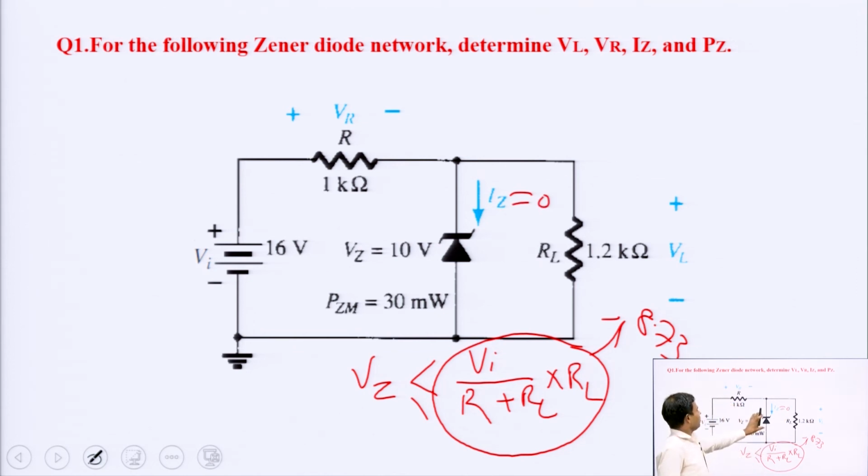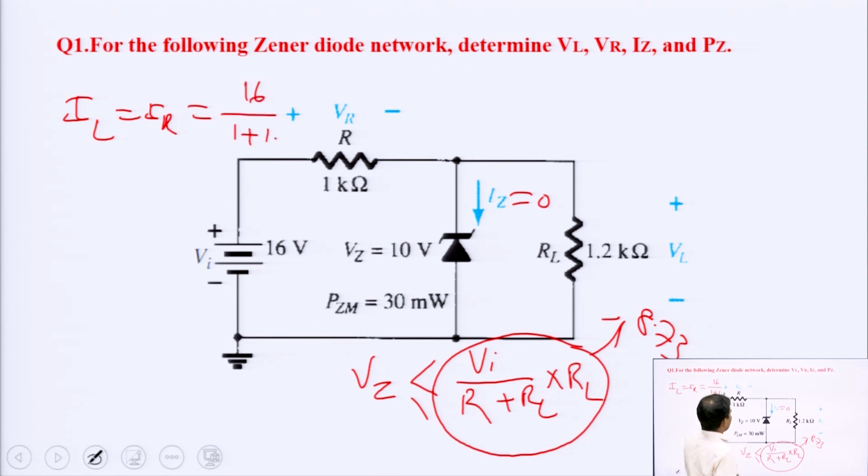Now, with the Zener open circuited, this circuit is only a series circuit, and IR and IL are both equal. IL is equal to IR is equal to 16 upon 1 plus 1.2 kilo ohm. What will be the value? And what will be the output voltage? The output voltage is nothing but this 8.73 volt only. This means this circuit is not a regulator circuit. Why is this not a regulator circuit? Because the Zener diode does not break down.